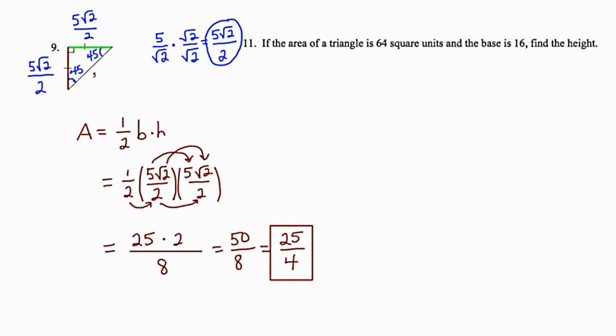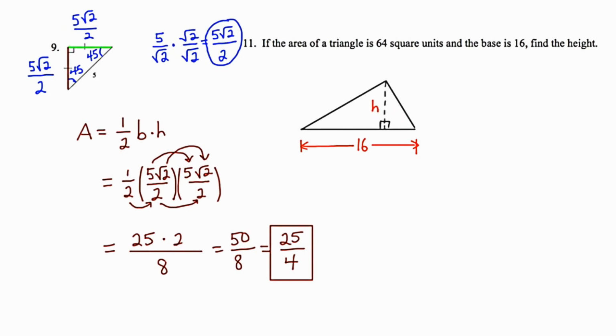If the area of a triangle is 64 units and the base is 16, find the height. So the obvious thing that's missing in question number 11 is a diagram. So I'm going to quickly draw a diagram. Now, they're telling us that the base of this triangle is 16, and we're supposed to find the height. So what I'm going to do is drop an altitude from this vertex up here. I'll make it dotted, and I'll show that it's an altitude by making right angle marks. And I'm going to call that h to represent height.